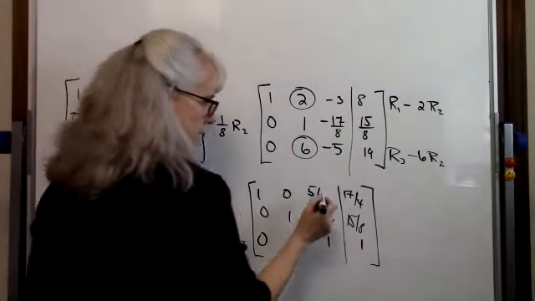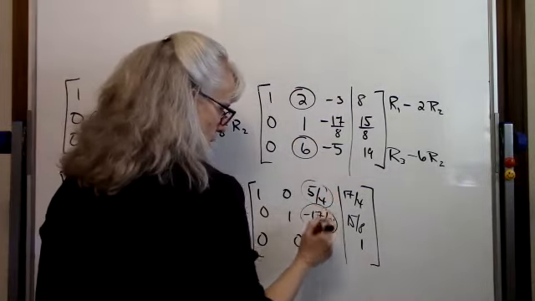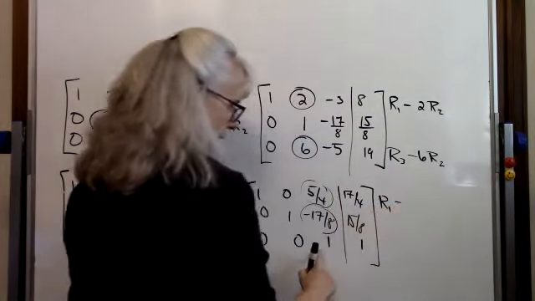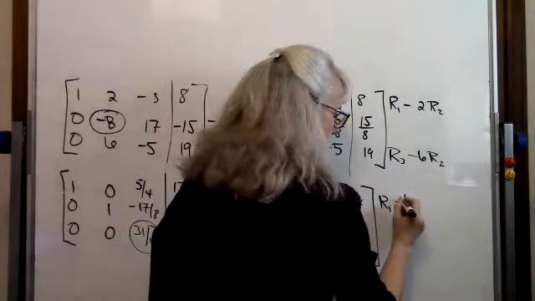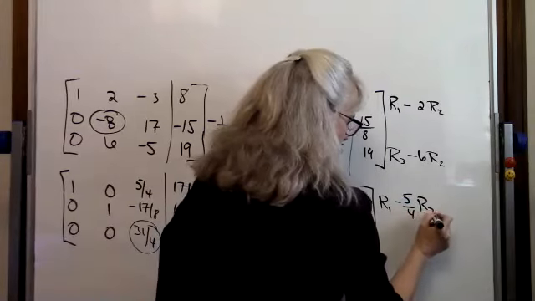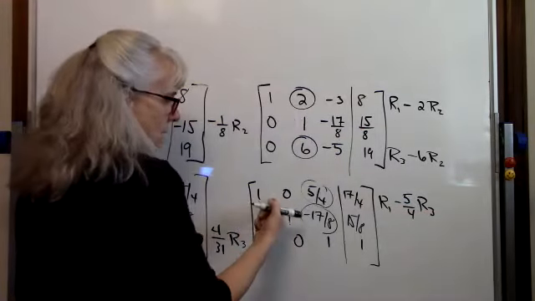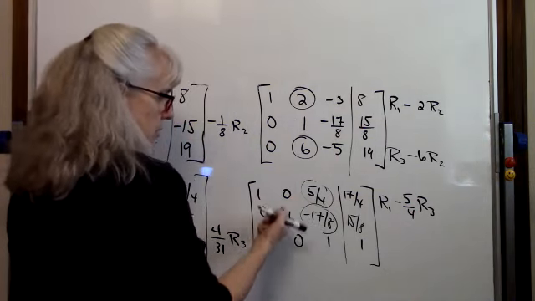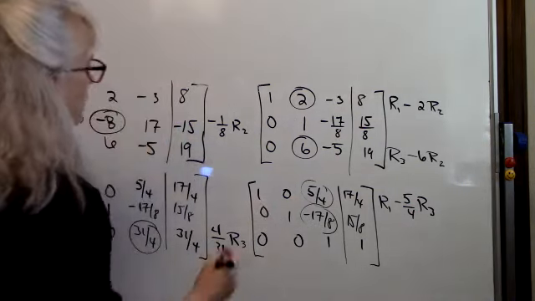So we now need a 0 here. We need a 0 here. To get this 0, we're going to take row 1 minus, we're going to multiply this guy by 5/4 of row 3. So notice it does not mess up what we've already done. 1 minus this, 1 minus 0 is 0. 0 minus 0 is still going to give me 0.